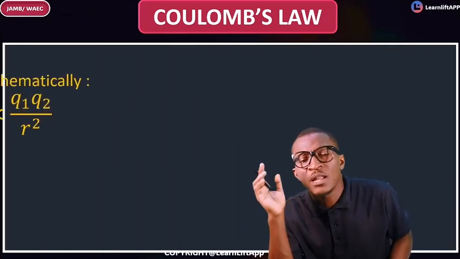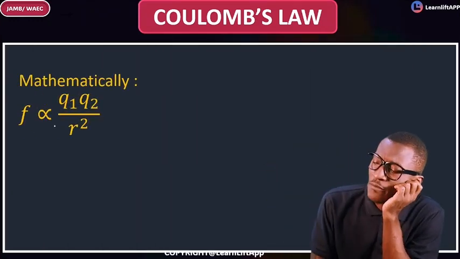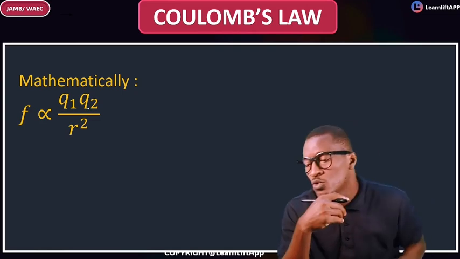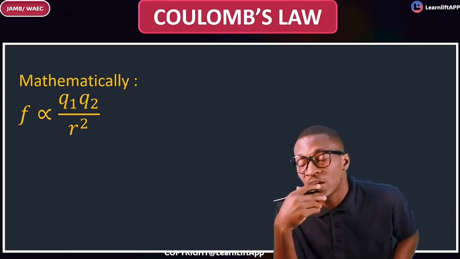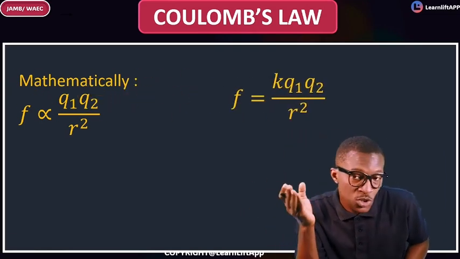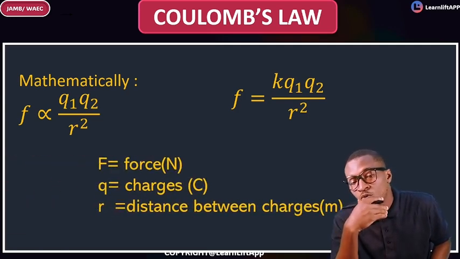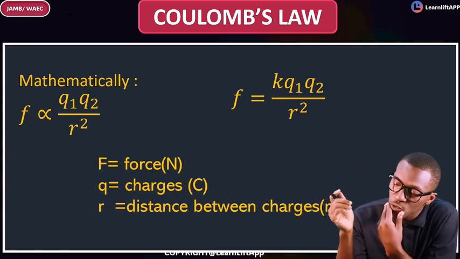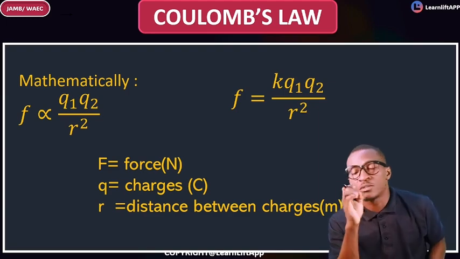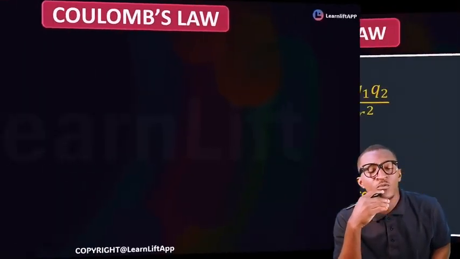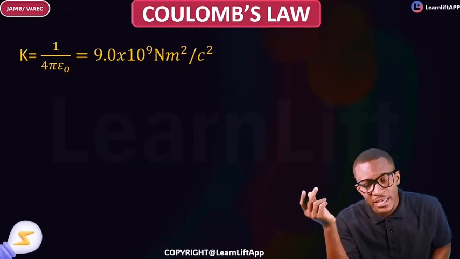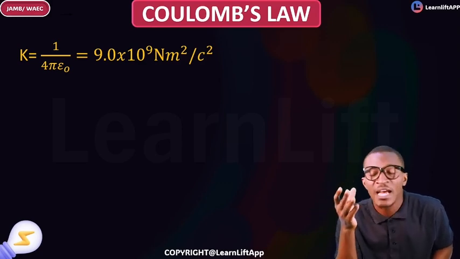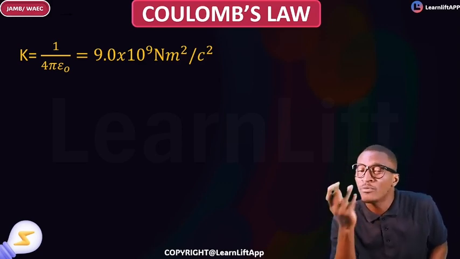Still on Coulomb's law, I would like you to know that mathematically F is proportional to Q1 Q2 over r squared. From there we said that F is given as K Q1 Q2 over r squared, where K is the constant, F is the force, Q is the charge, and r is the distance. Now take note that K is equal to 1 over 4 pi E0, which is 9.0 times 10 to the power 9. Now we can prove this.